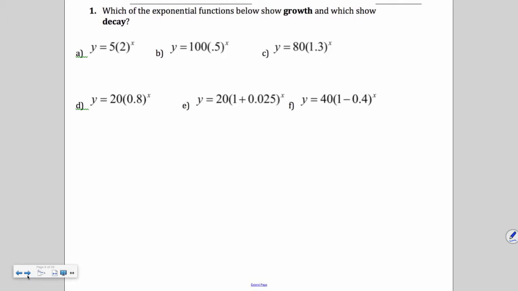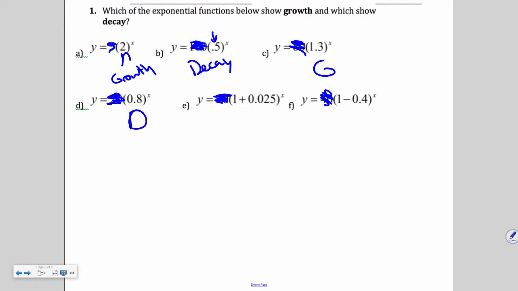To tell which is a growth and decay, you always look at your B. So this is a growth because it is above 1, while this is a decay because it's a fraction. You do not care about any of these numbers in here. You only care about what number is being raised to the power. If it's above 1, it's a growth. If it's below 1, it's a decay. In this case, it's a plus, so it's going to be a growth, and this is a minus, and it's going to be a decay. That is the only thing you need to know about that. You do not look at the numbers outside the parentheses.